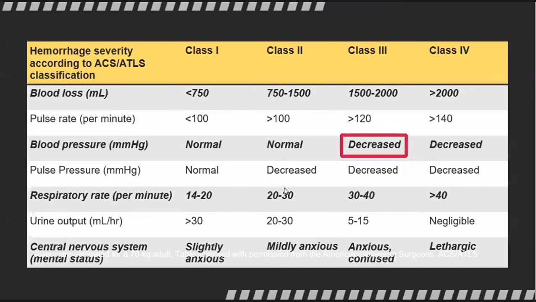Sa class 3 kasi, respiratory rate is 30 to 40. At class 3 kasi, decreased na yung BP. Sa class 3 din, anxious and confused na yung patient. And sa class 3, 1,500 to 2,000 yung blood loss.